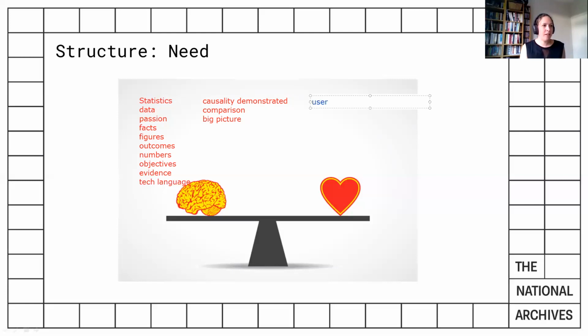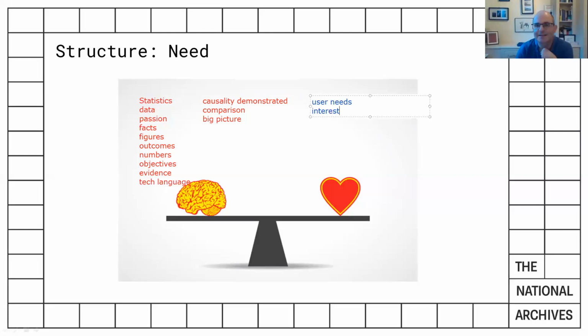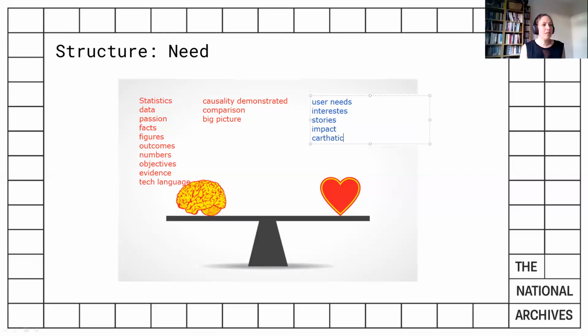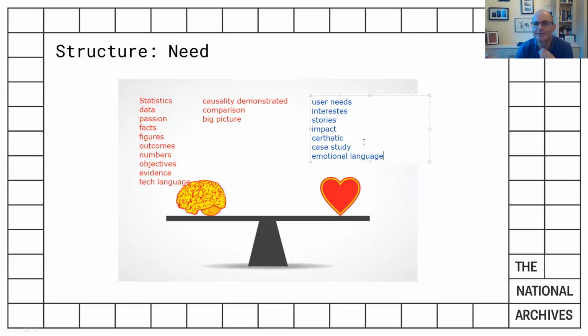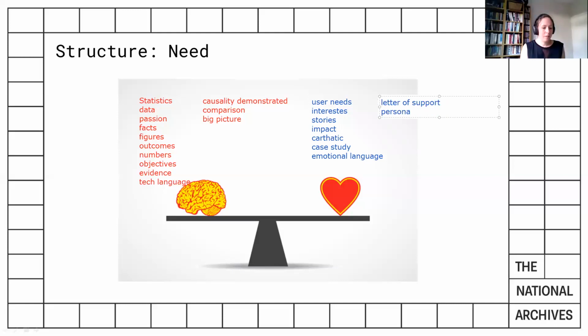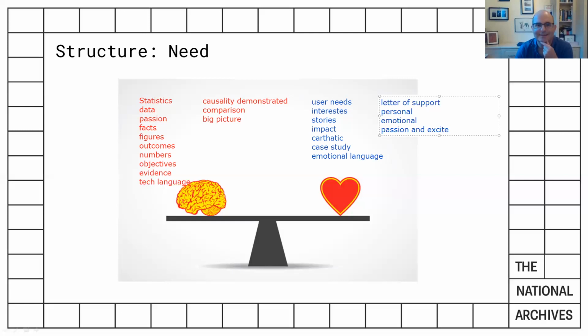Lovely. Thank you, Rosie. User needs, interests, individual and community impact and stories. Oh, cathartic. One. Case study, emotional language, human story. Lots of stories here. Yeah. Letters of support, personal, emotional, improvement to community. Ooh. Yeah, we've got impact a couple of times, yeah. Passion and excitement. More passion.